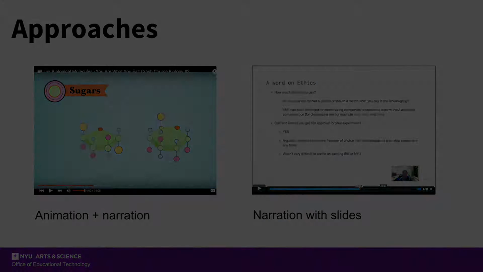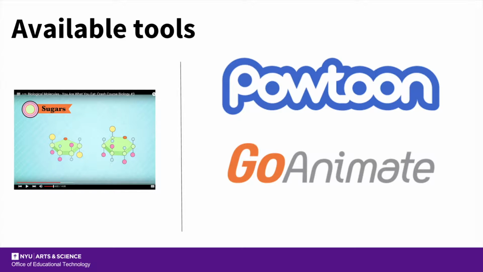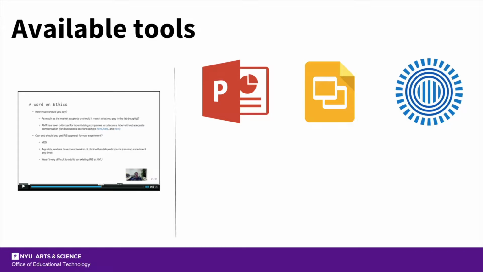You can use freely available tools such as Powtoon or GoAnimate to create animations, though the free versions usually have a limited set of features. However, for a short project, that limited feature set will likely be sufficient. Presentation tools such as PowerPoint, Google Slides, and Prezi can often approximate the simpler features of animation tools.